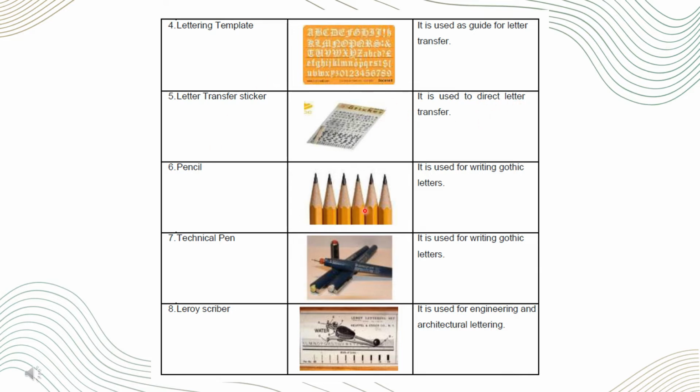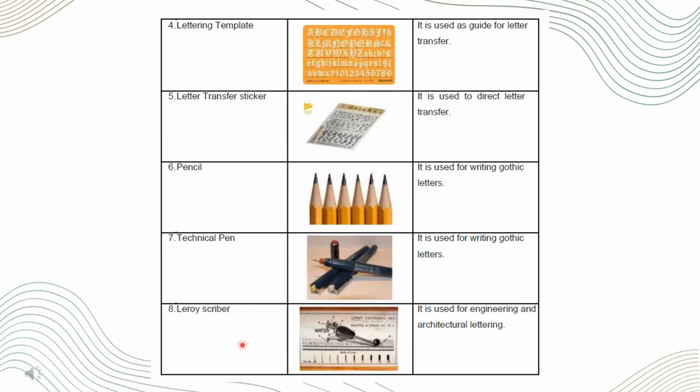For the number 6, we have the pencil. It is used for writing Gothic letters. Number 7 is the technical pen. So this one is the example of technical pen in different form and in different points. It is also used for writing Gothic letters.